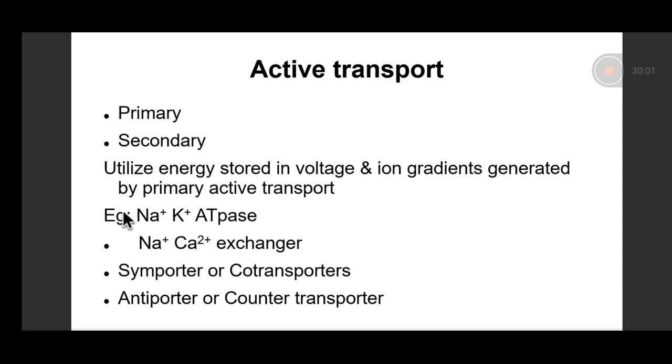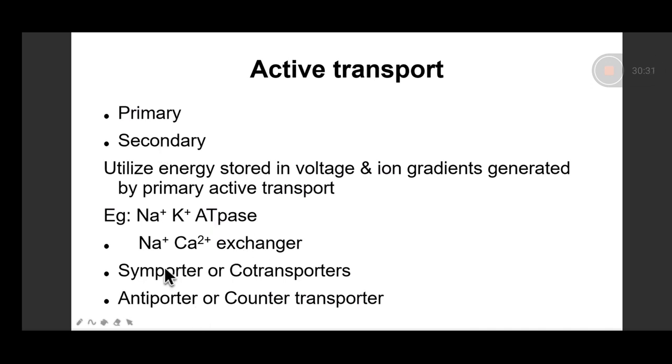So the energy which is generated during the primary active transport is used for transporting another molecule through secondary active transport. So for example, sodium potassium ATPase helps in movement of sodium and potassium across the membrane. The ATP generated during this is used for helping movement of calcium and sodium across the membrane.